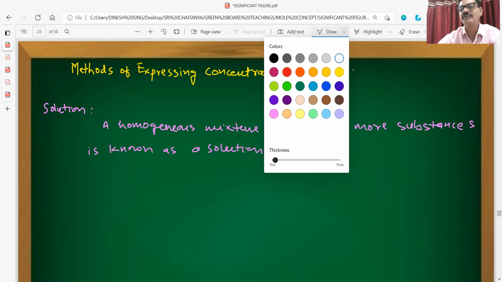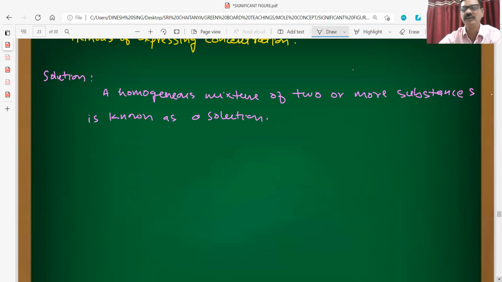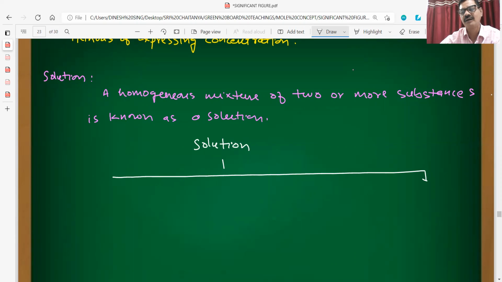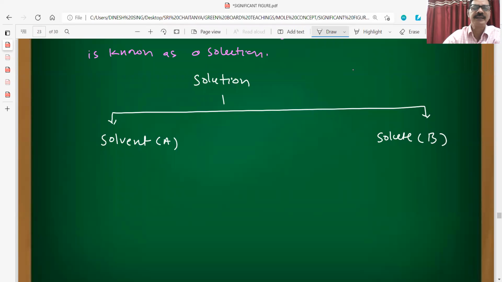Now we talk about the composition of a solution. In a solution, basically we have two components. One is called a solvent, and we will express the solvent by capital A. The other part is called the solute, and it will be denoted by capital letter B. Basically, the solvent is the one which is present in the excess or large amount.